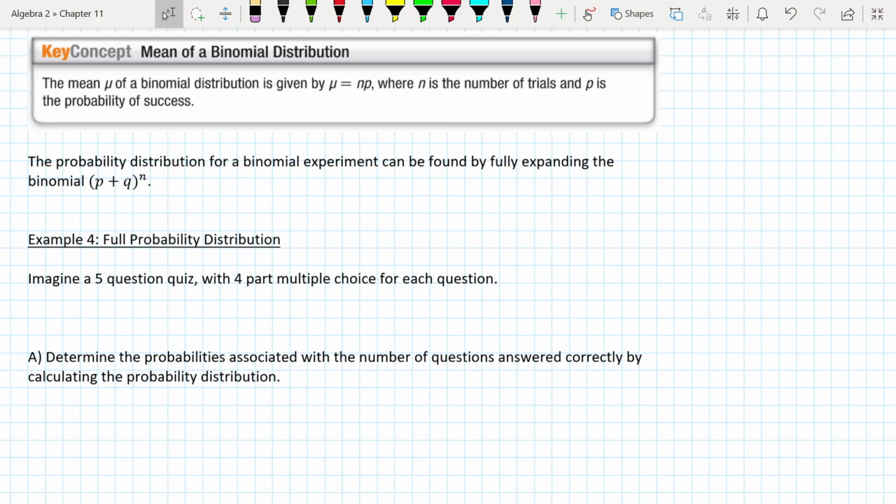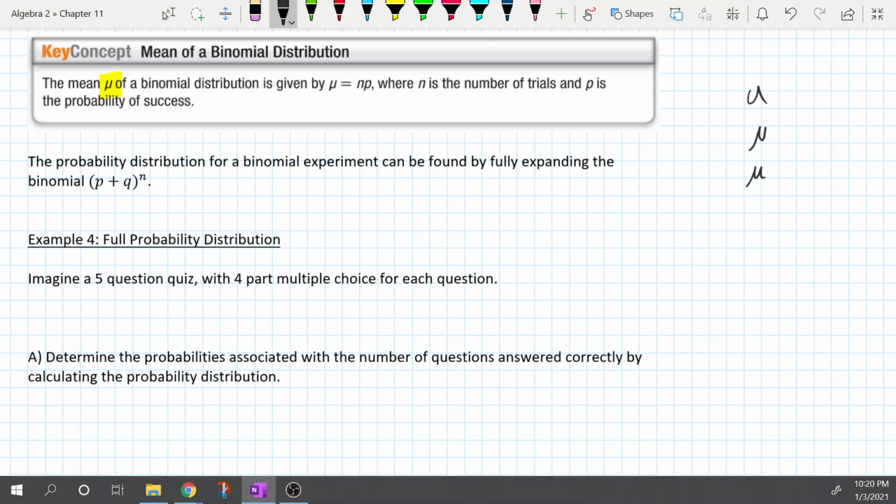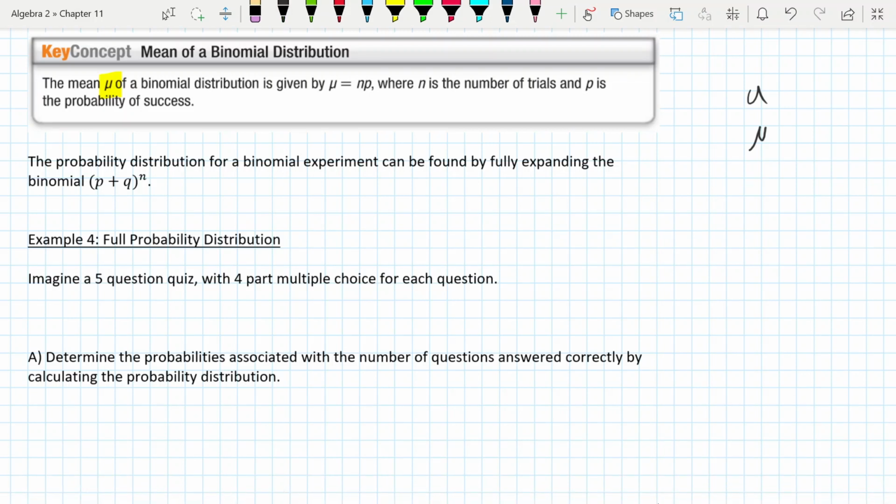The mean of a binomial distribution, you use this little Greek letter mu. It looks like a backwards U, right? A U usually is this way. A mu, they draw it more like a U there. I always thought of it as a mu. It's kind of like a cursive M almost. But that's the symbol there.